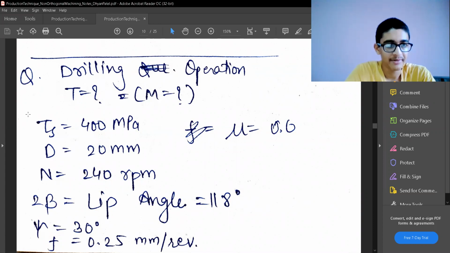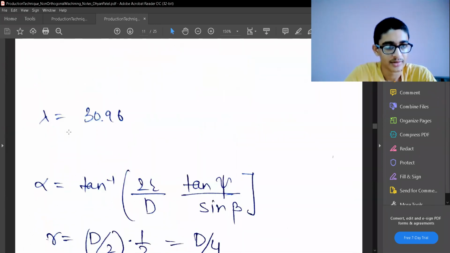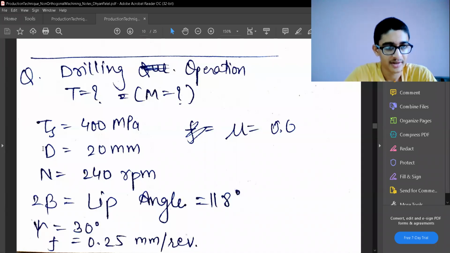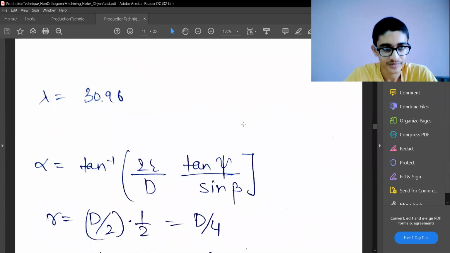Now the tau S is given to us, so the shear strength, the diameter D of the drill bit, and the rotational speed of the drill bit. 2β is the lip angle, and β was the semi-lip angle, which I have said earlier, is given as 118 degrees. Psi is 30 degrees, that is the side cutting edge angle. And the feed rate is 0.25 mm per revolution.